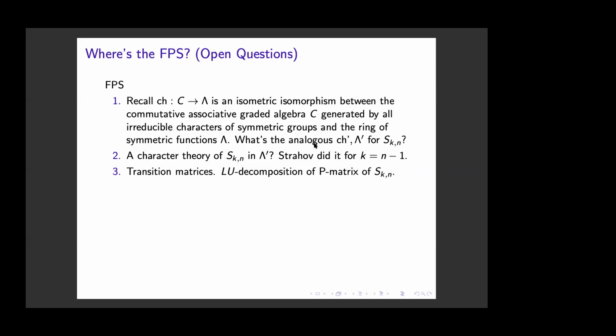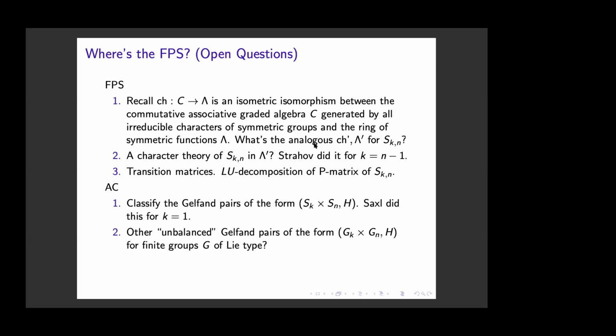And there are some partial results in this area. Eugene Strahov did this in 2008 for k equals n-1. The k equals n-1 case is a lot nicer than the other cases, but at least there's some work in this direction. And then in particular, if such a theory does exist, then you can start looking at transition matrices like you would in the theory of symmetric functions. One thing that I'm particularly curious about is an LU decomposition of the P matrix of S_{K,N}. So I want to write the P matrix as the product of two transition matrices, where one's lower triangular and the other is upper triangular.